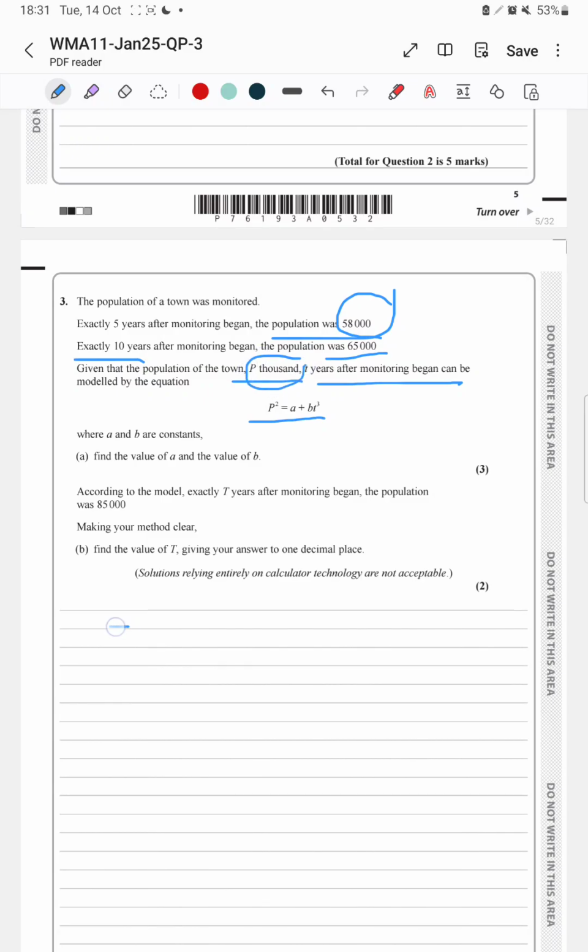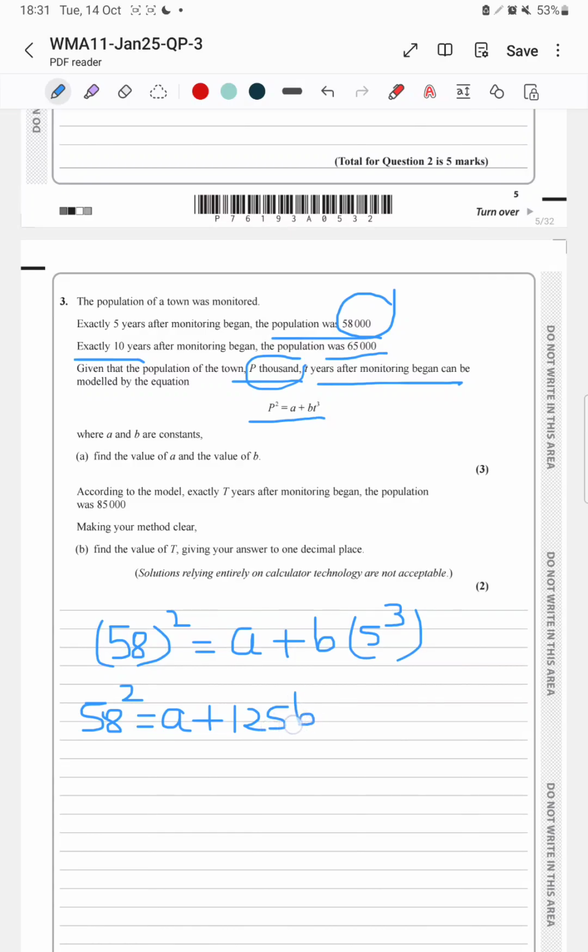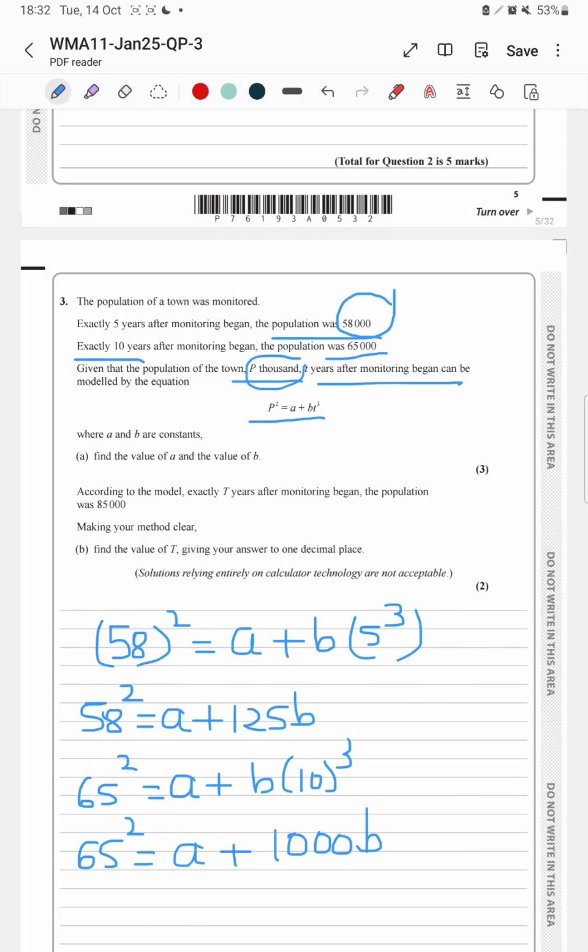So we can use it like 58 squared is equal to a plus b, and t is the time, so that is 5 cubed. So basically it is 58 squared is equal to A plus 125B. Then the second equation will be 65,000, so 65 squared is equal to A plus B times 10 cubed, and that gives me 65 squared is equal to A plus 1000B. Now we have to find these values.